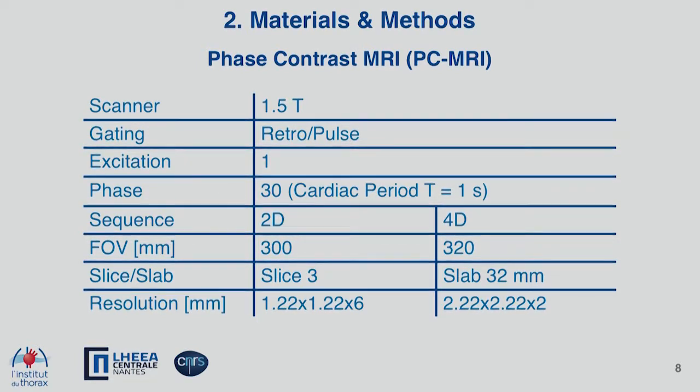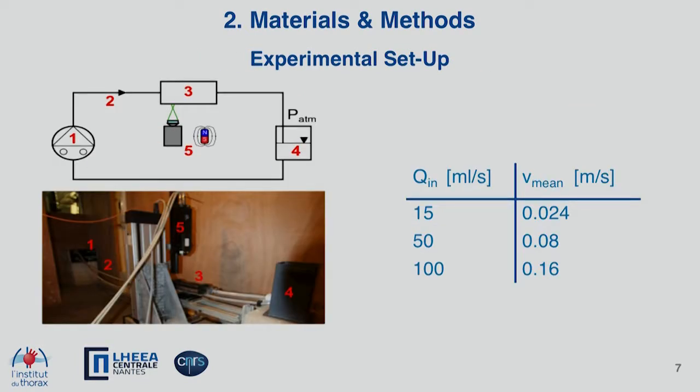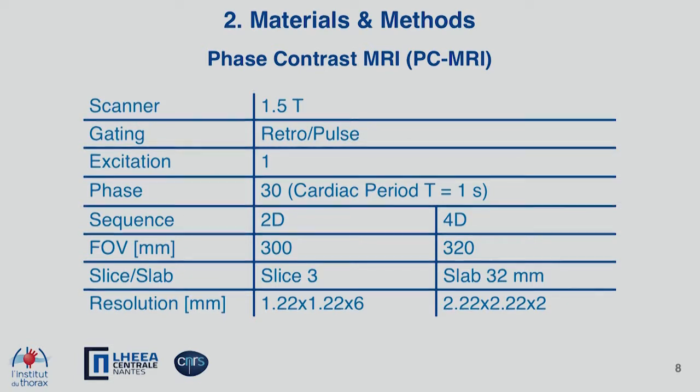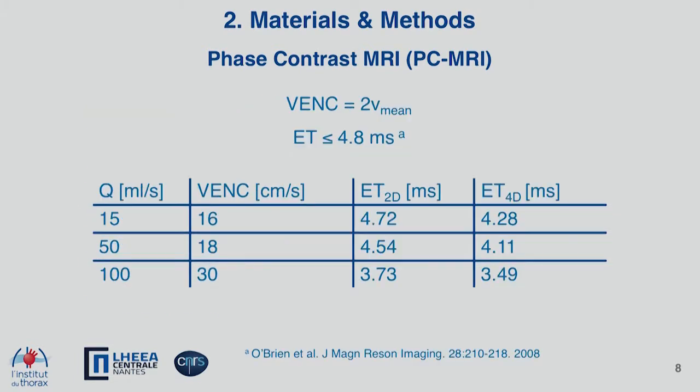We tested 2 clinical sequences, 2D and 4D, and you have the resolution reported in the slides. Venc was selected to be as close as possible to twice the mean velocity and to keep echo time lower than 4.8 milliseconds.